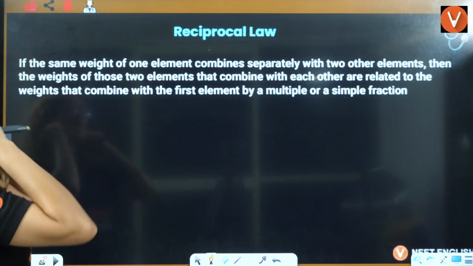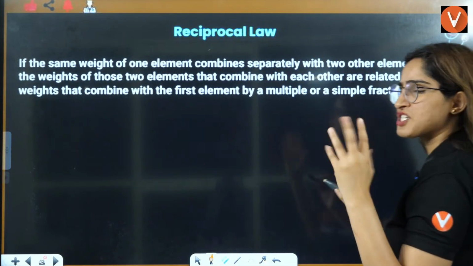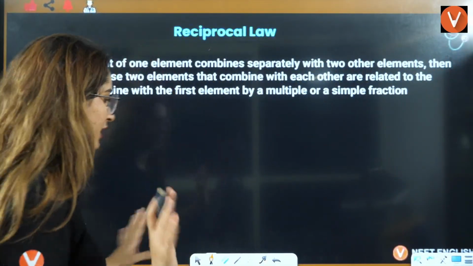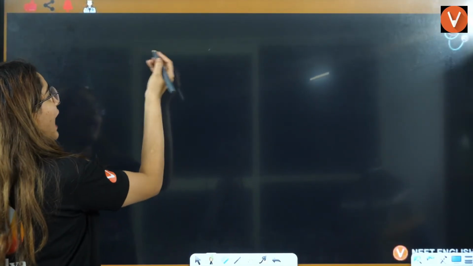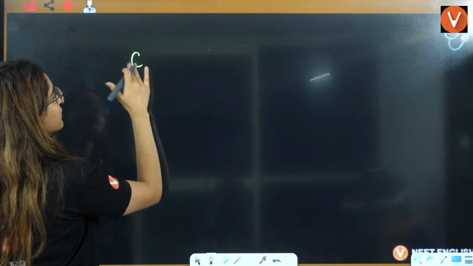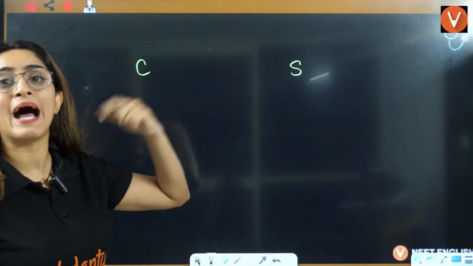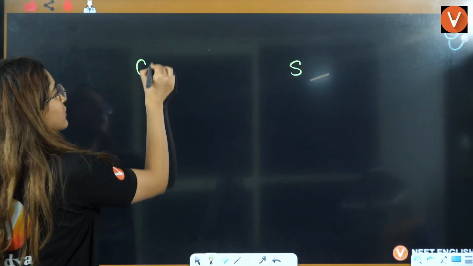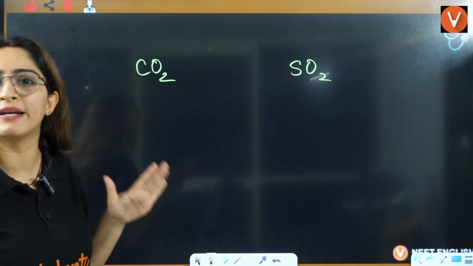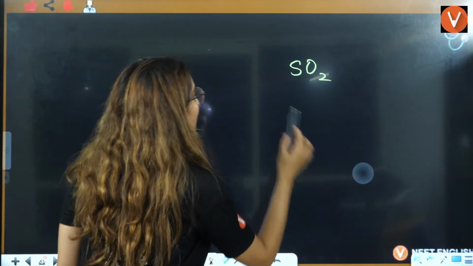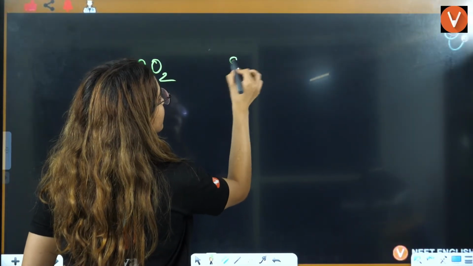That is, if the same weight of one element combines separately with two other elements, this definition you will find very weird. I'll just tell you directly with an example. You have two elements, let's say carbon and sulfur, combined with a third element, where the mass of that third element is fixed.